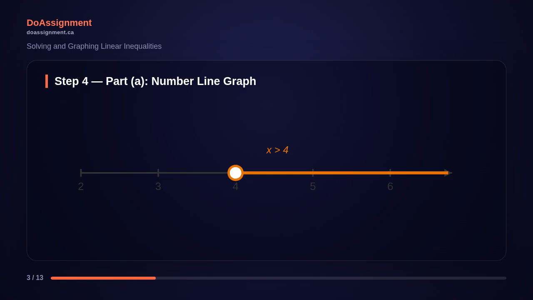Here is the number line for Part A. The open orange circle sits at 4, meaning 4 is not part of the solution. The orange arrow extends to the right, representing all values greater than 4.